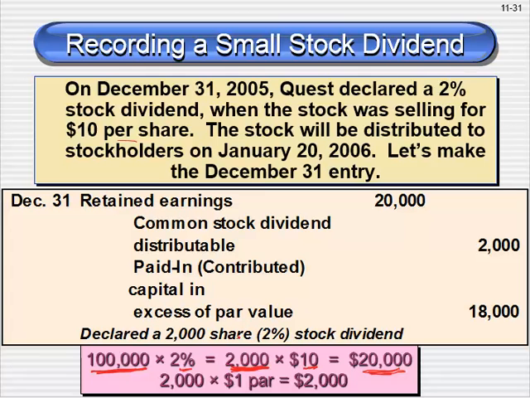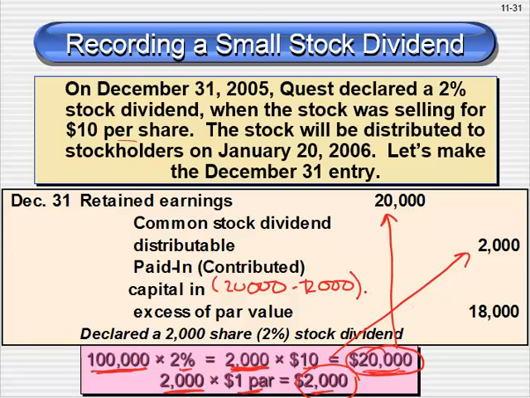And then we're going to go ahead and credit our common stock dividend distributable, which is the number of shares times the par value, or $2,000. So this $2,000 is going to be our common stock dividend distributable. $20,000 will be our debit to retained earnings. And then the difference between our $20,000 and our $2,000 is $18,000. And that will become our credit to paid-in capital in excess of par value.